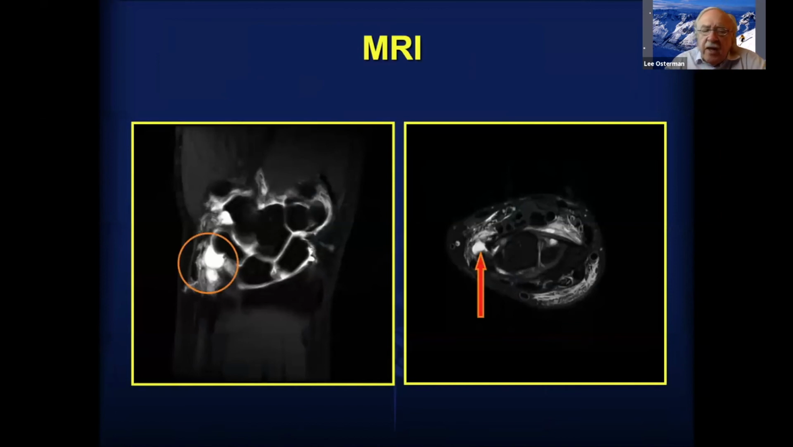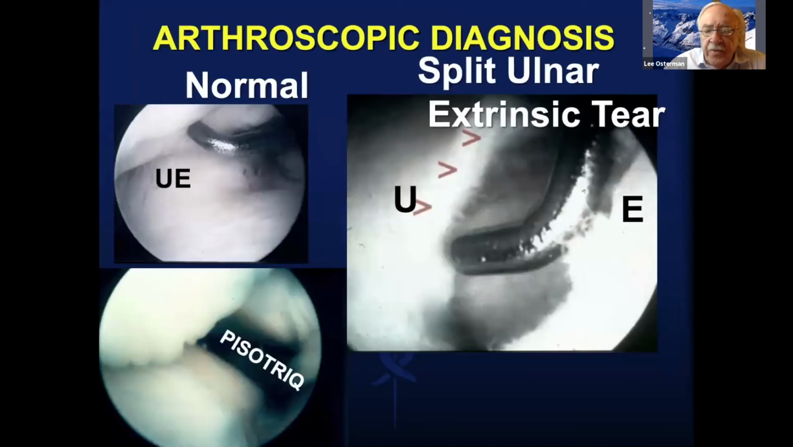When you do an MRI, that cyst that Tom described, that's fluid which is pocketed beneath the torn ulnar extrinsic ligaments. But unless you have a good MRI and a good musculoskeletal radiologist, it's frequently not called. At arthroscopy, it's obvious. On the top left, you see a normal. You have an LT where the probe is, but the ulnar extrinsics create a solid floor.